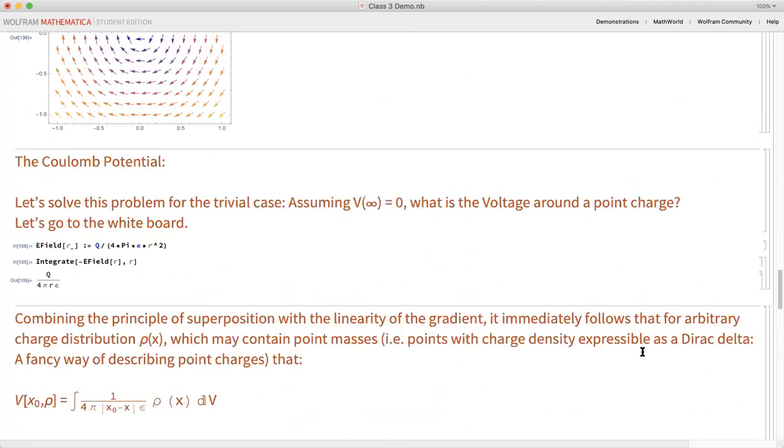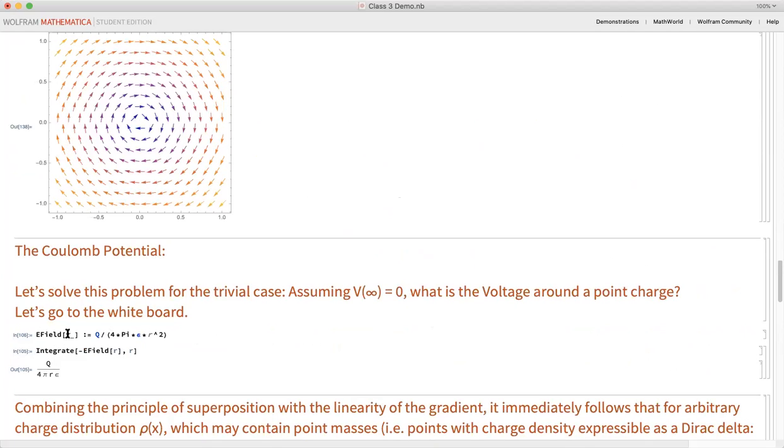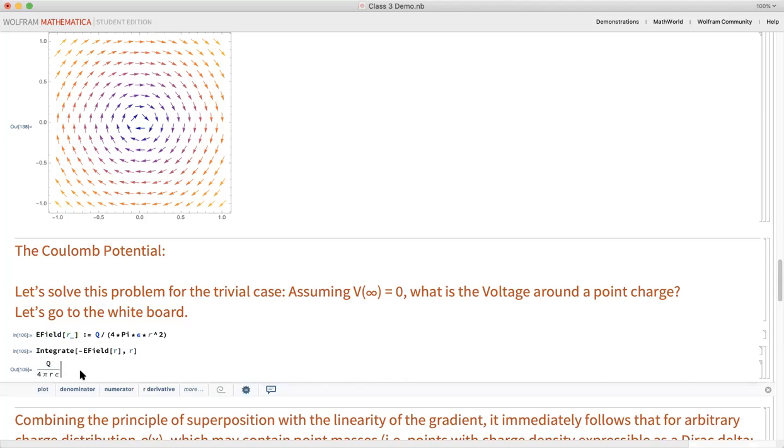We could say that the voltage is actually 0 at some specified radius capital R, and then we'd be taking the voltage to be this minus the voltage at capital R, so it'd be that minus Q over 4 pi capital R epsilon. Does that make sense?